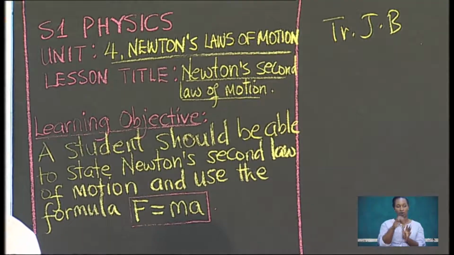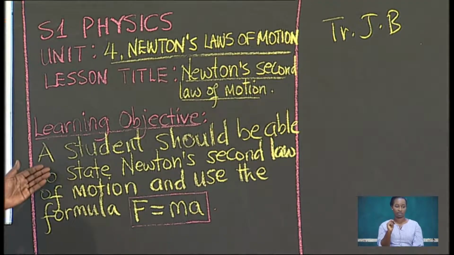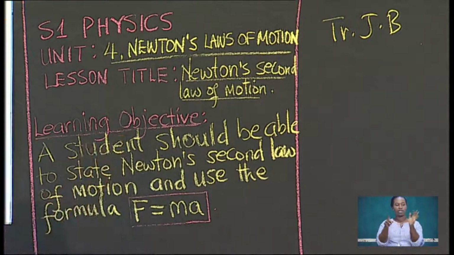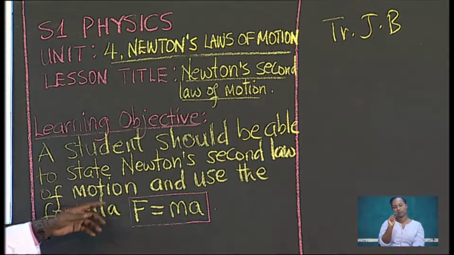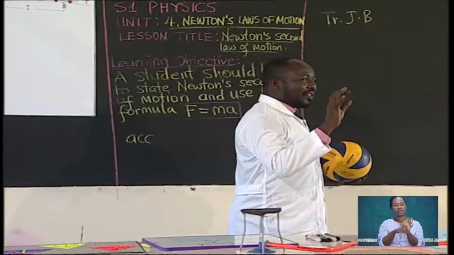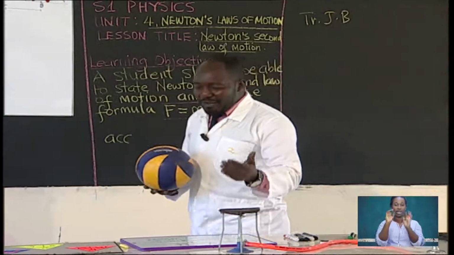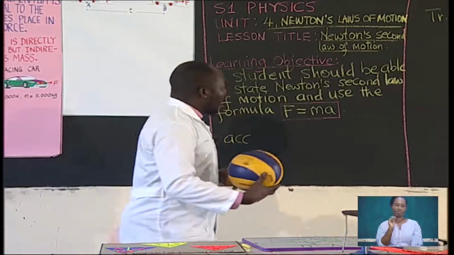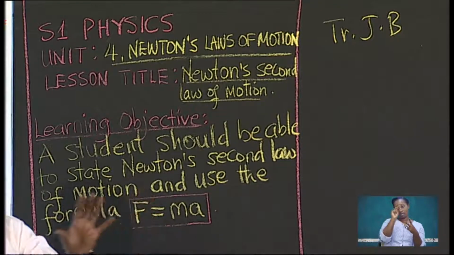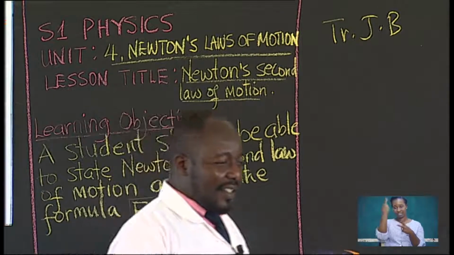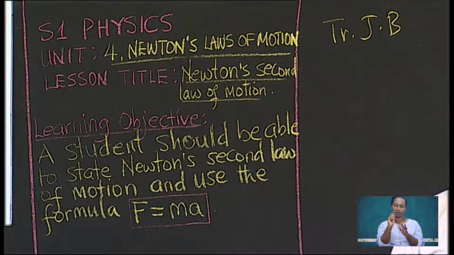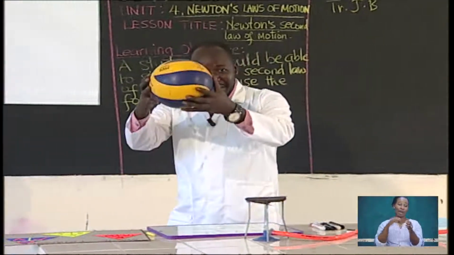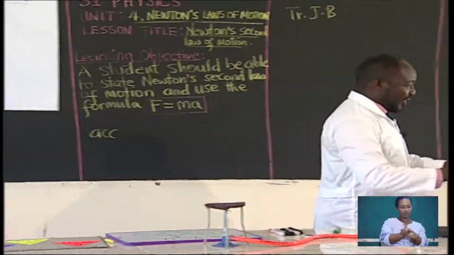And at the end of this lesson, every one of you should be able to state Newton's second law of motion, and also you should be able to use the formula F equals ma. That is our main learning objective today. And also today we shall see that Newton's law of motion can be applied to sports that we normally do, like football or even volleyball. And that's why we have this volleyball.